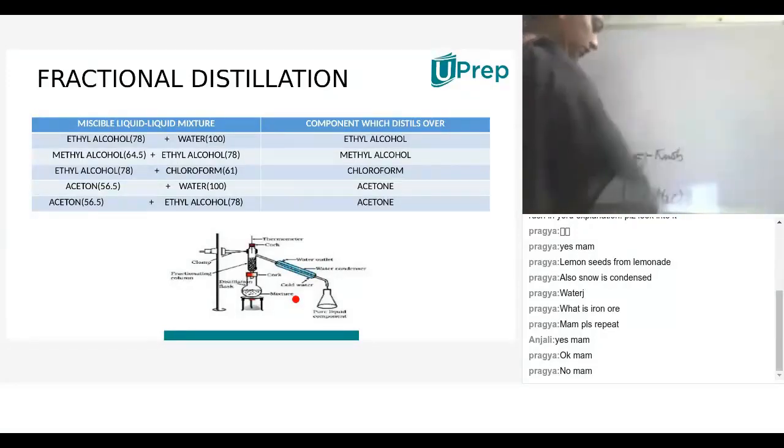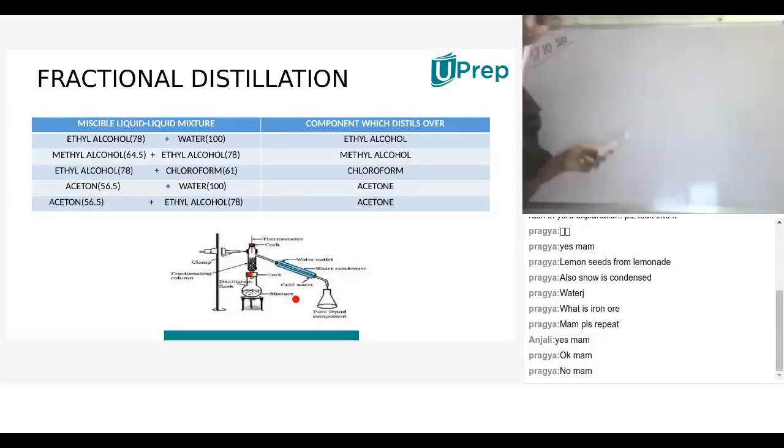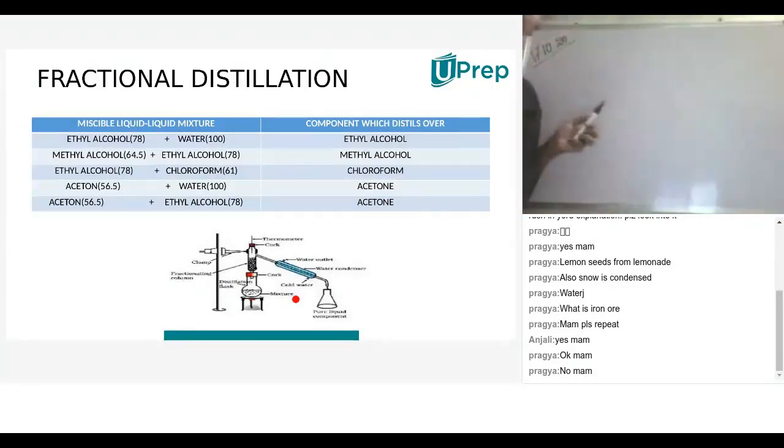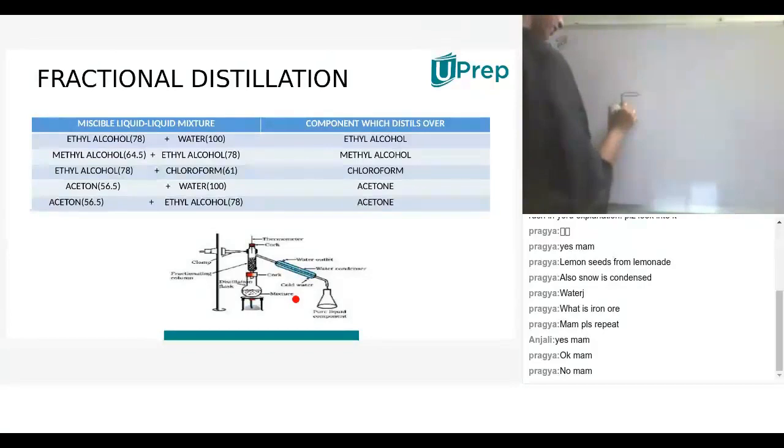I'll go with this. This is a round flask. And this is a fractionating column.